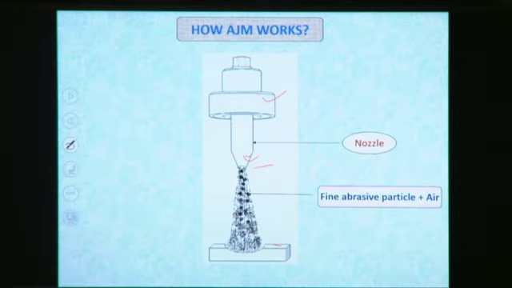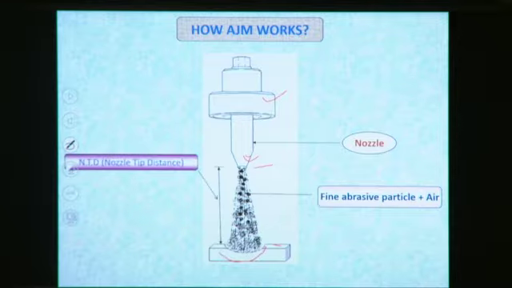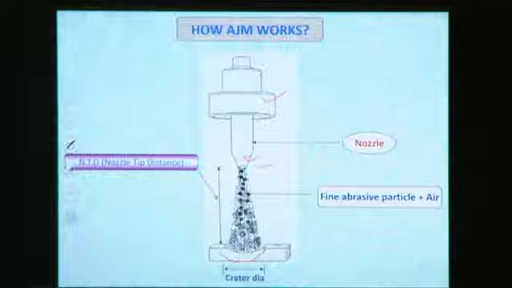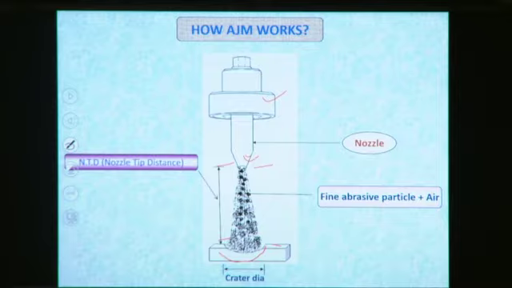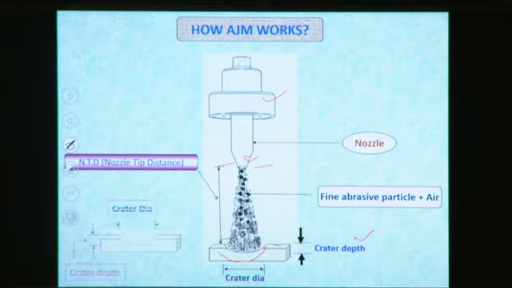very high velocity. When it impinges on the workpiece surface, it generates a crater here, inside the workpiece surface. This distance from here to here is called the nozzle tip distance, or we can consider it as the stand-off distance also. Here this is the crater depth. Due to the impingement of these abrasive particles on the workpiece surface, a shallow crater is generated. This one is the crater depth, and this is the crater diameter.